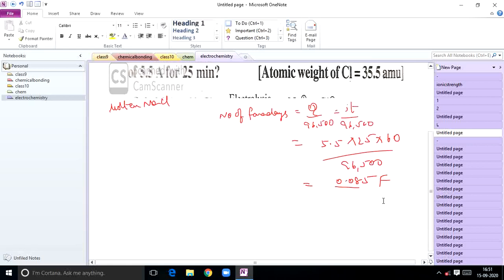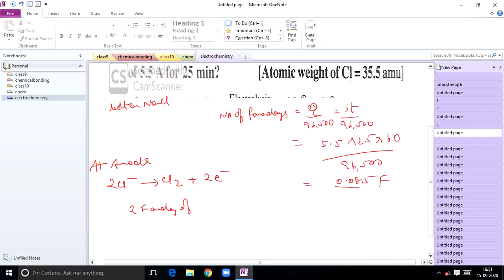So first I did this. Next, after that, what is the equation at anode? At anode, generally the equation is 2Cl minus gives Cl2 plus 2 electrons. Oxidation takes place at anode. 2 electrons means 2 Faraday of electricity.